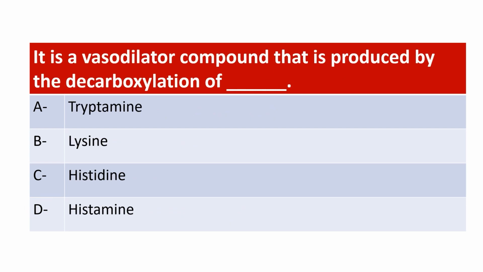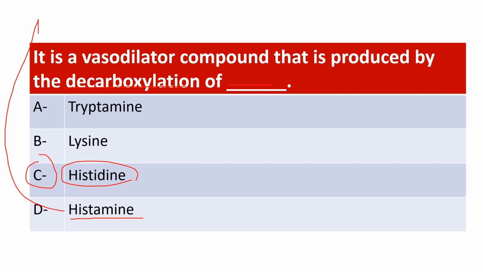Another question, we have a statement. It is a vasodilator compound that is produced by the decarboxylation of what? Decarboxylation is the removal of a carbon dioxide group from an amino acid. So the question asks us to find which amino acid decarboxylates to yield a vasodilator compound. If you look at the options, we have tryptamine, lysine, histidine, and histamine. As we know, histamine is a vasodilator compound, but it's not the answer because we are looking for the amino acid which yields histamine. And the answer is histidine.